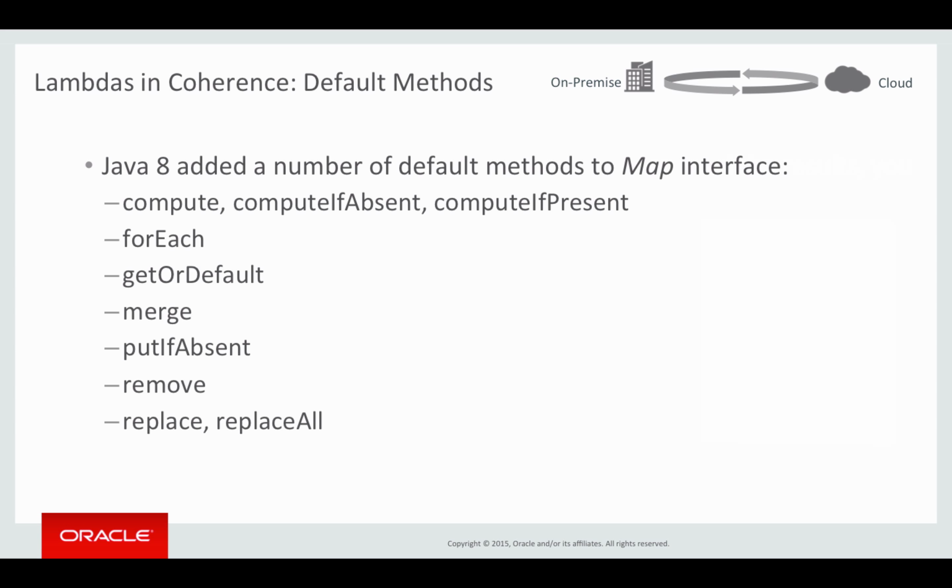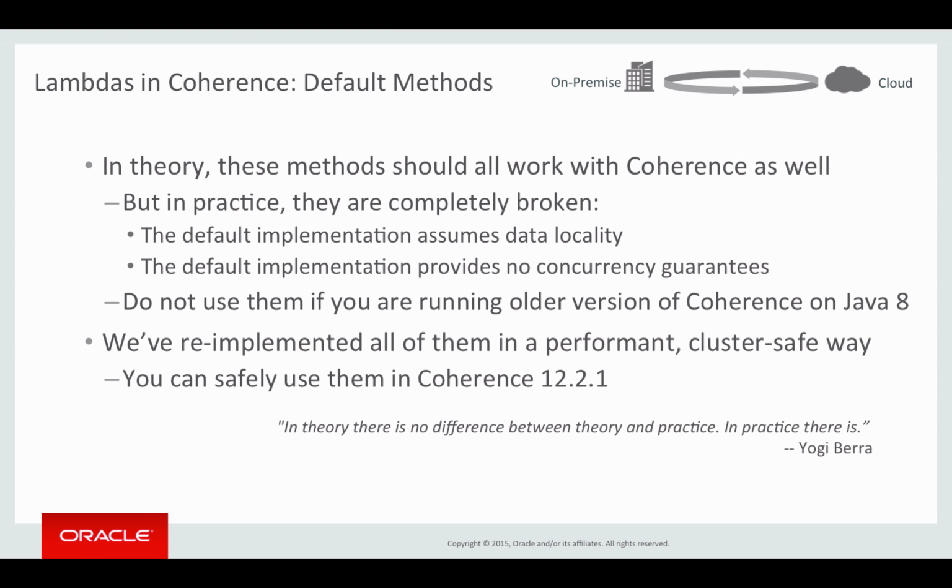In addition to replaceAll, Java 8 added a number of default methods to the Map interface. Things such as compute, computeIfAbsent, computeIfPresent, forEach, getOrDefault, merge, putIfAbsent, remove, replace, etc. All of these are pretty much self-explanatory, and they are all useful. They're all very nice methods. And in theory, these methods should all work with Coherence as well. However, in practice, they were completely broken.